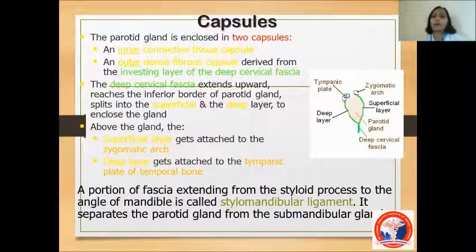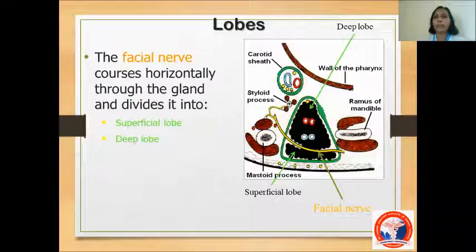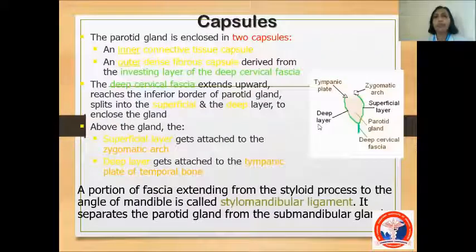Thus, a portion of fascia will also extend to the styloid process posteriorly and to the angle of the mandible. So this process will be called the stylomandibular ligament. So this is the styloid process in relation with the parotid gland, and this is the mandible. So the fascia will form a stylomandibular ligament. This stylomandibular ligament will separate the parotid gland from the submandibular gland.